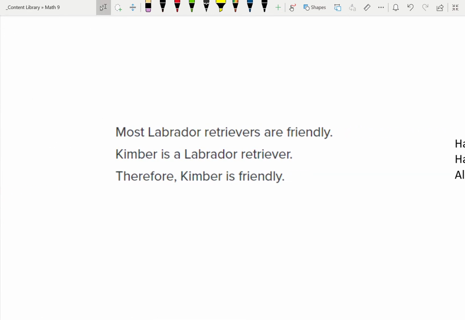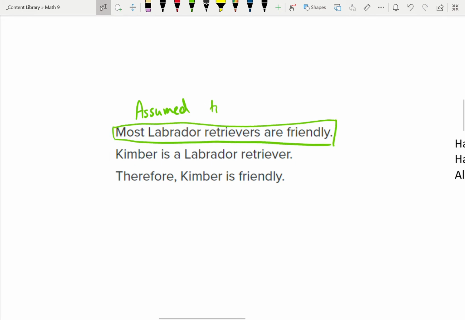So most Labrador retrievers are friendly. Kimber is a Labrador retriever, therefore Kimber is friendly. Do you see the issue? For those of you who have dogs, or maybe don't have dogs and don't like dogs, not all dogs are friendly. The problem here is that we have assumed this to be 100% true. And even in this part, it says most. So I cannot assume, because it doesn't say all Labrador retrievers are friendly, because how could I prove that?